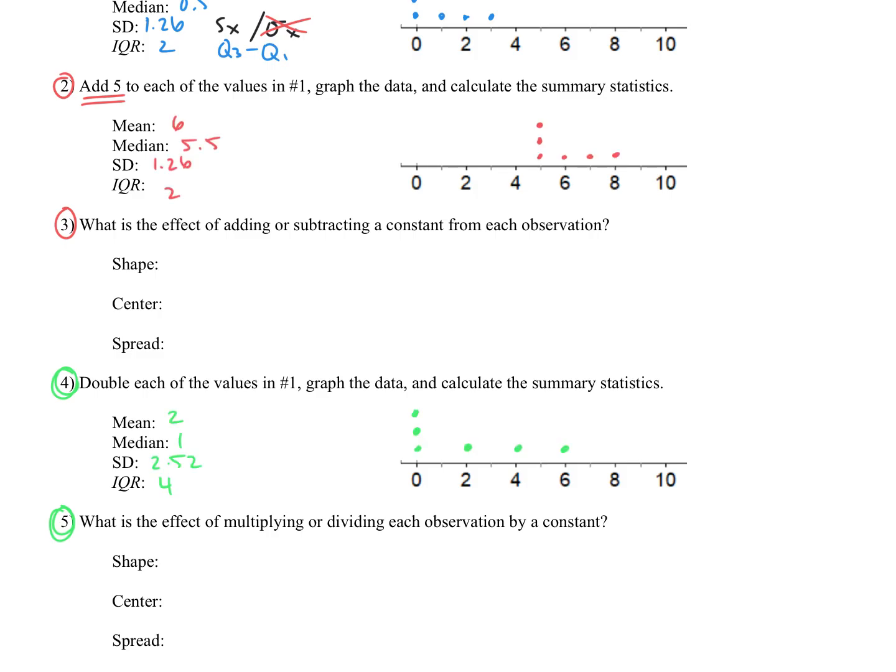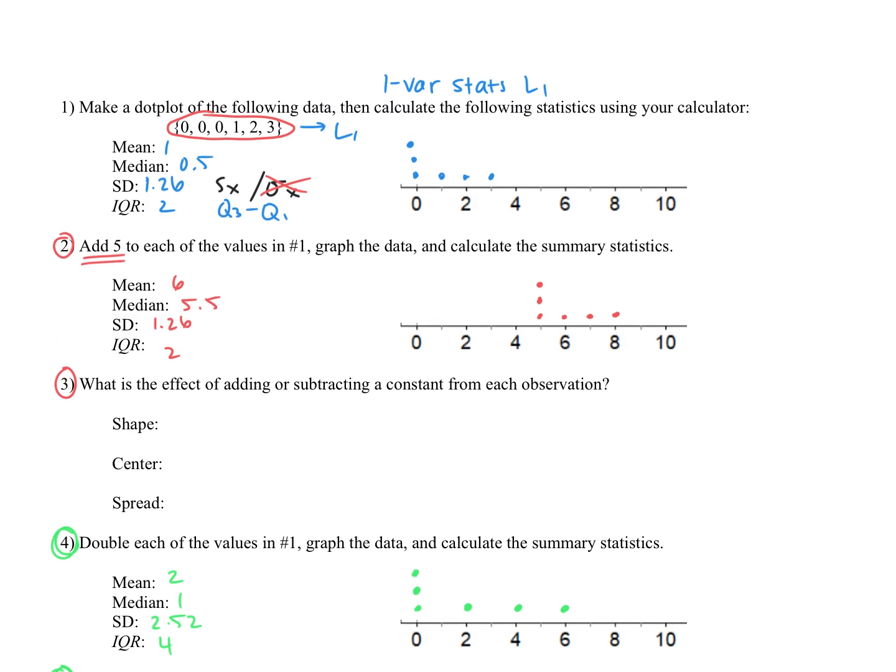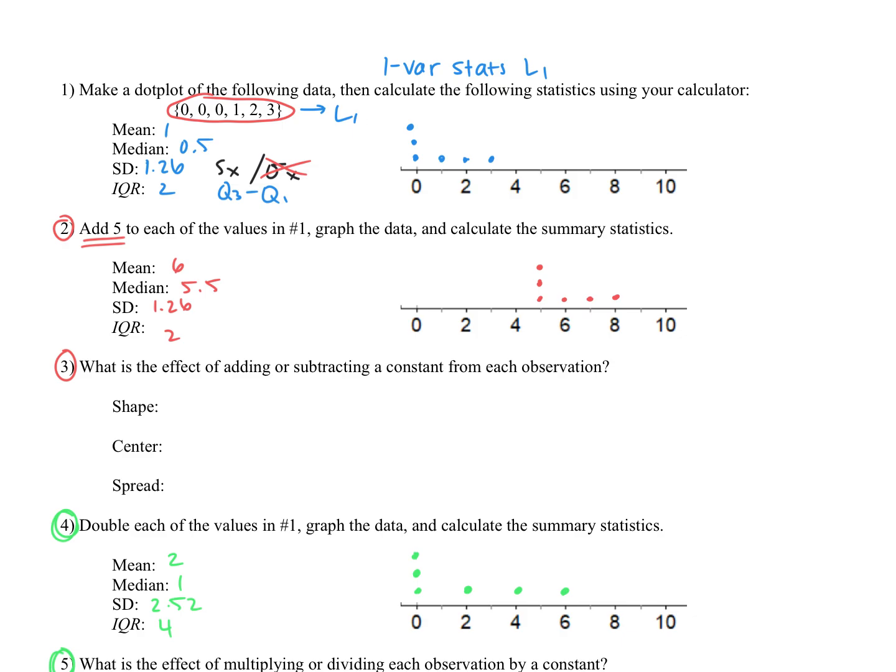Let's start with adding 5. So when I added 5, those are the new dots that I got. Those are the new observations. All these people over here who didn't do the adding 5, write this down. Okay, what is most important is what we get in 3. So I'm going to move us back a little bit. So we went from the blue to the red. The blue was our original, then we added 5 and we got the red. What was the effect to the shape?